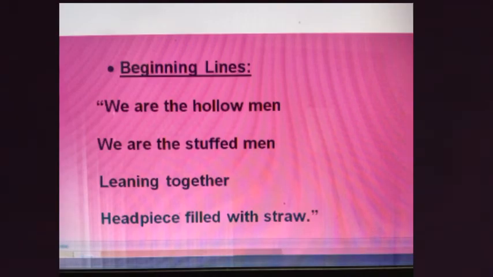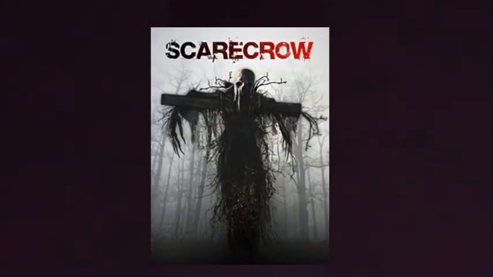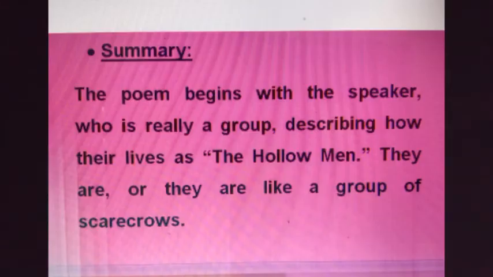We have seen how the poem begins. We are the hollow men. We are the stuffed men. So stuffed men, that means they don't really look like men. So they were leaning together, had headpiece filled with straw. So it means they appear like scarecrows. They appear not like real men. So they are like a group of scarecrows.